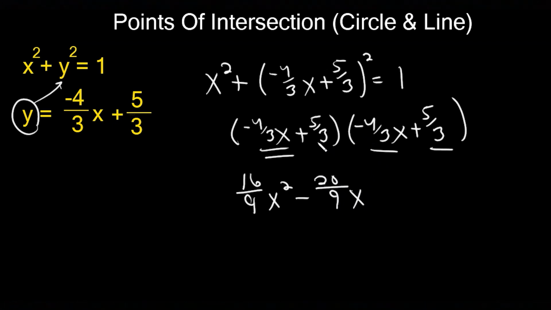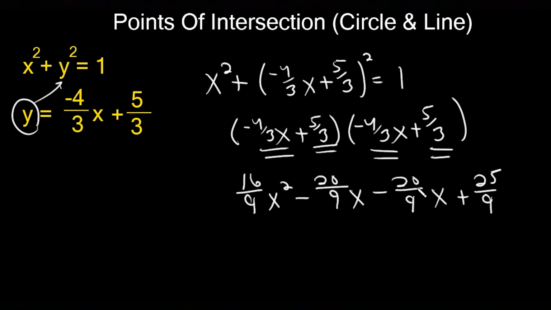When I go ahead and do inside, again, that's going to be right here and right here. I'm going to get the same thing. I'm going to get negative 20 over 9x. So negative 20 over 9x. And then doing last, I get 25 over 9. Again, I do 5 over 3 times 5 over 3. When I do that, I get plus 25 all over 9.